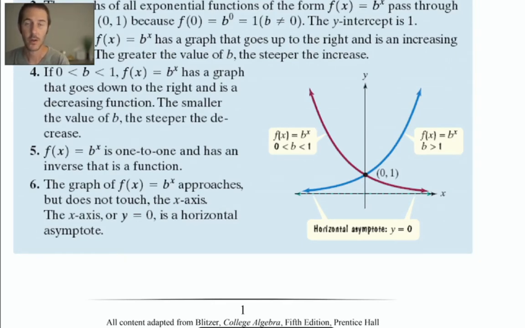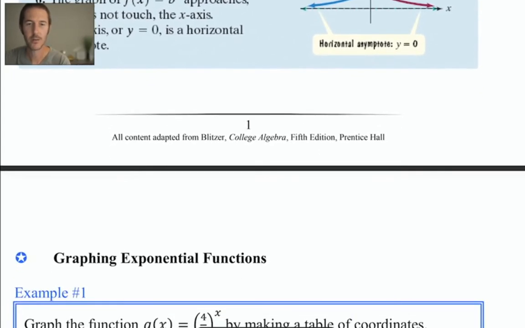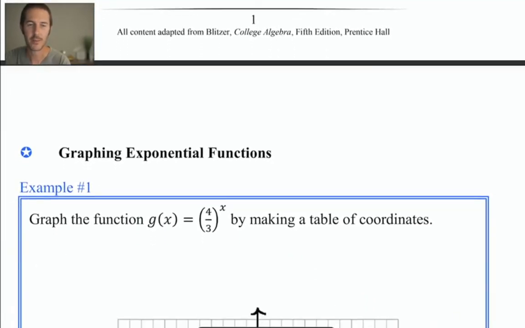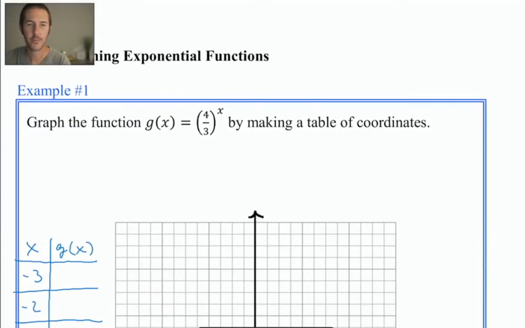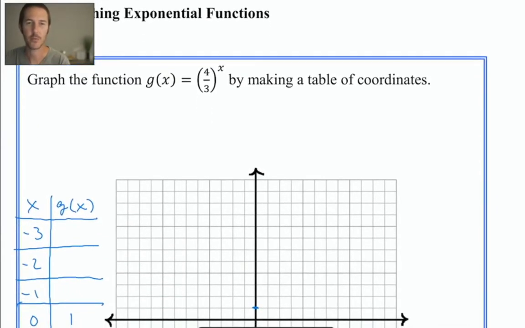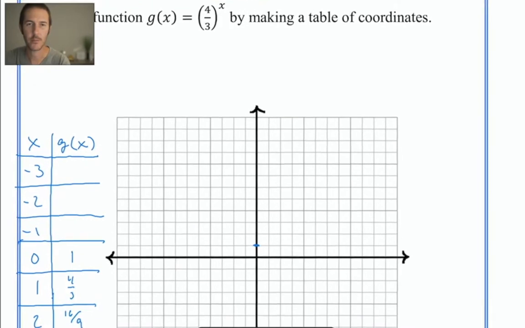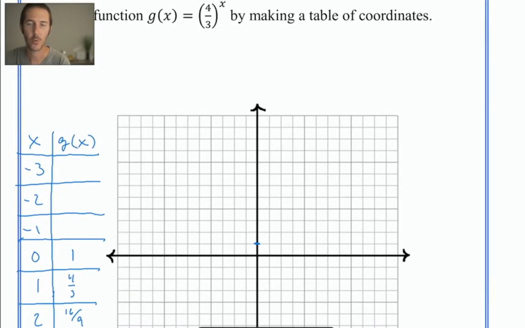In other words, our y values are always going to be positive until we start shifting these curves around. But at least initially, we're going to be staying above the x-axis. And this first example asks us to graph the function g of x, which is equal to 4/3 raised to the power of x. And it's recommended that we graph this function by making a table of coordinates.